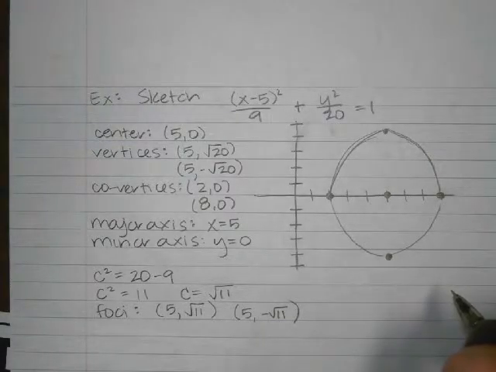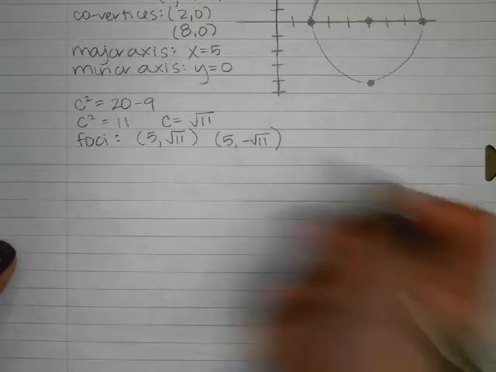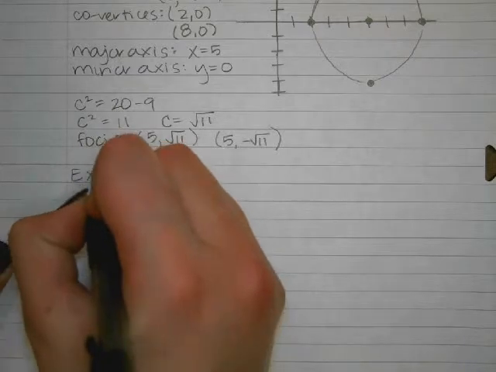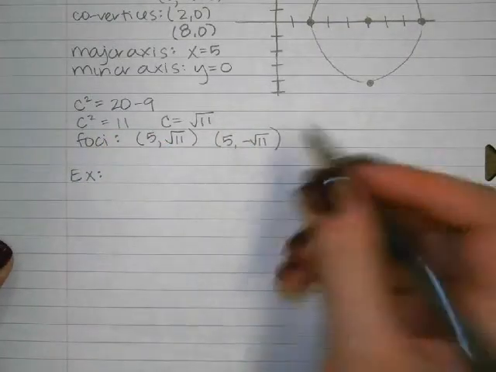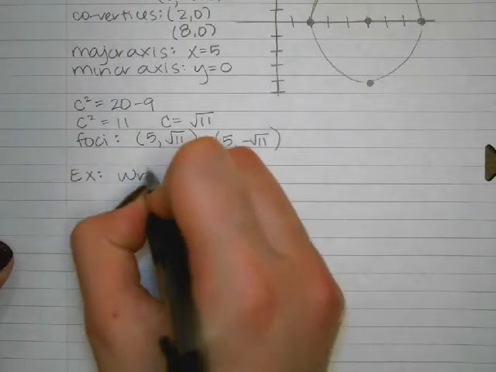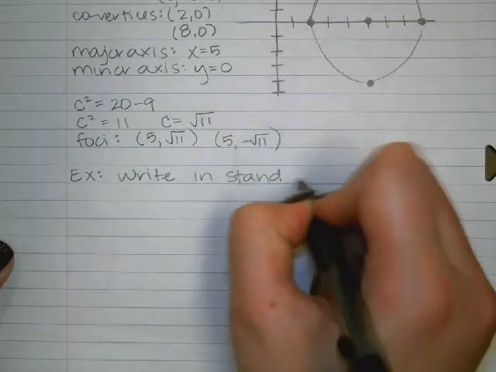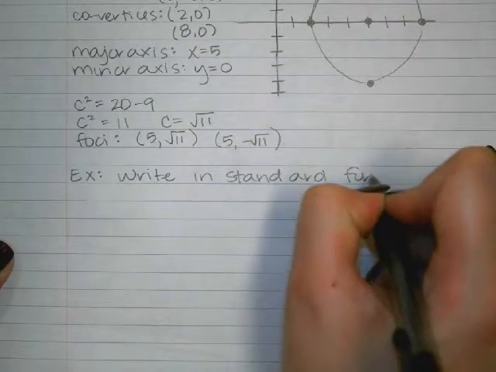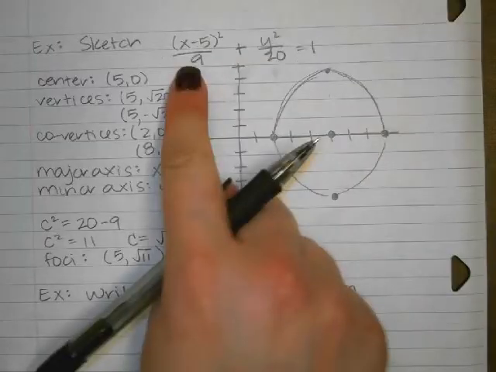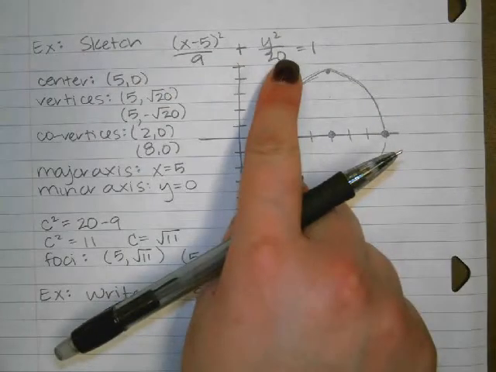I think I found everything. There we go. Okay, let's do one more example. So this time we're going to write the conic in standard form. And this is what the conics look like when they're written in standard form.